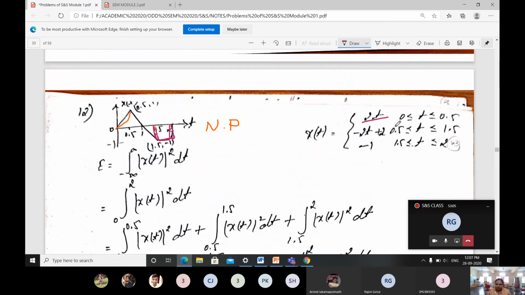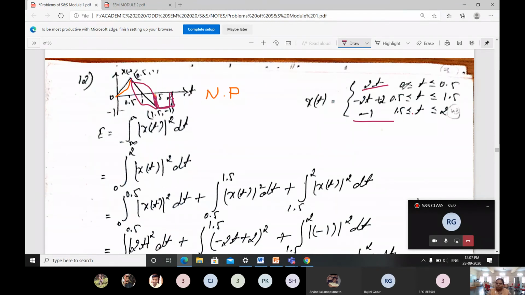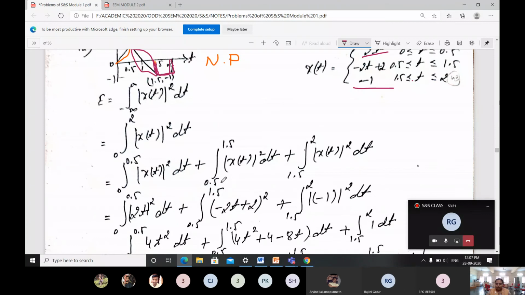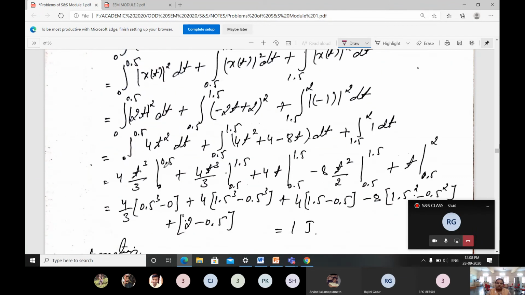Then from 0.5 to 1.5, this is a straight line, you will get -2t plus 2. Then at 1.5 to 2, the amplitude is -1 only. Then with these limits, with the time varying function, just apply for each x of t. From 0 to 0.5, you will get 2t square. Then 0.5 to 1.5, you will get -2t plus 2, the whole square. Then 1.5 to 2, it's a pulse, so you will get -1 whole square into dt. Then again the same steps, you go on solving here.